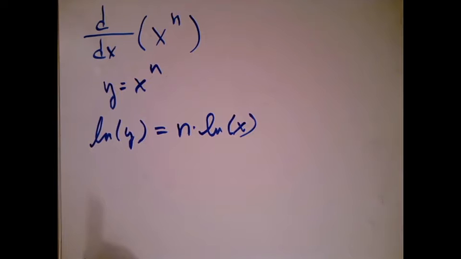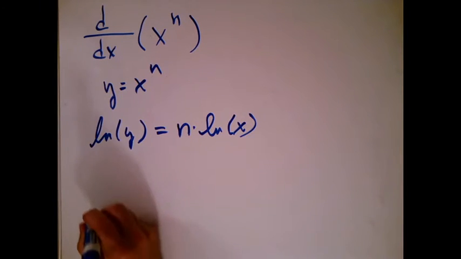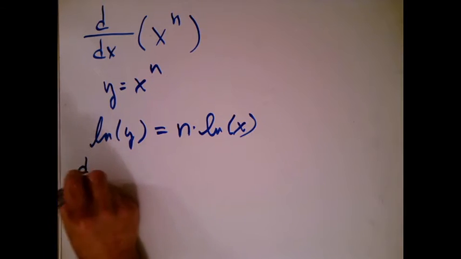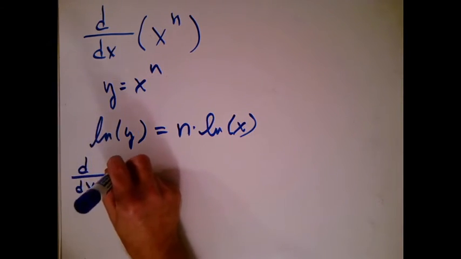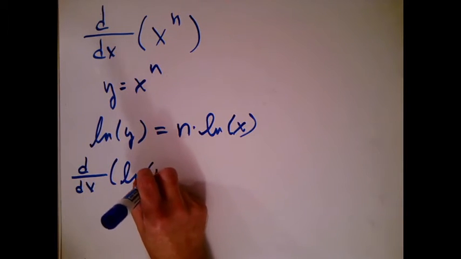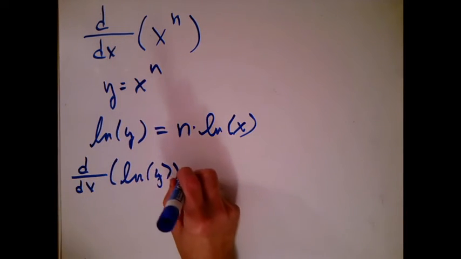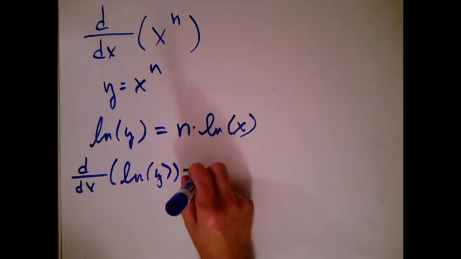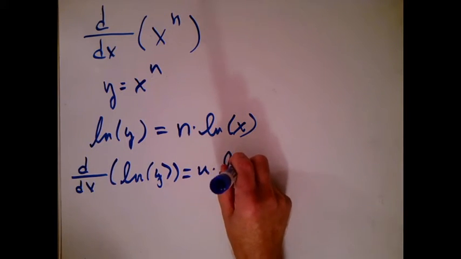Remember, now what we want to do is take the derivative with respect to x of both sides. So I'll do this, hopefully not running out of room, but if I do, I'll just erase stuff at the top. I get the ln of y, like that. And we'll just write the whole thing. I want the derivative of both sides.